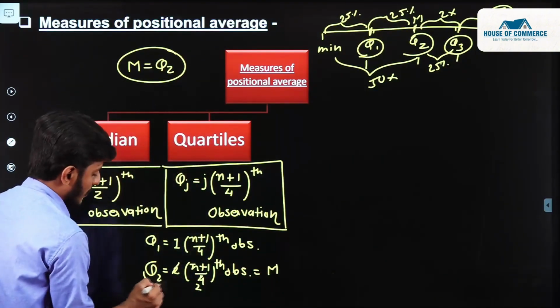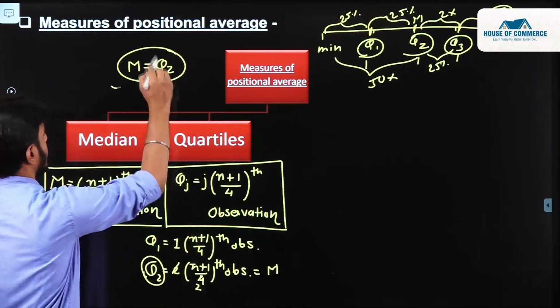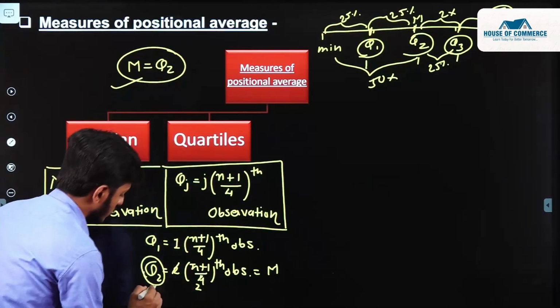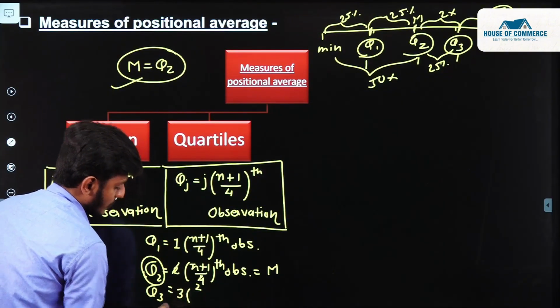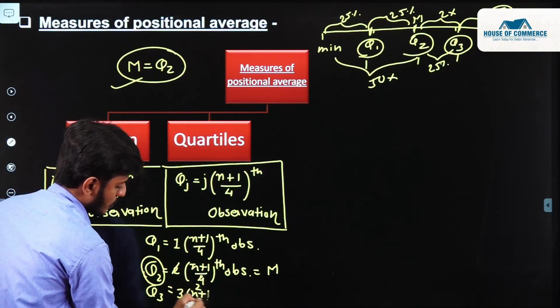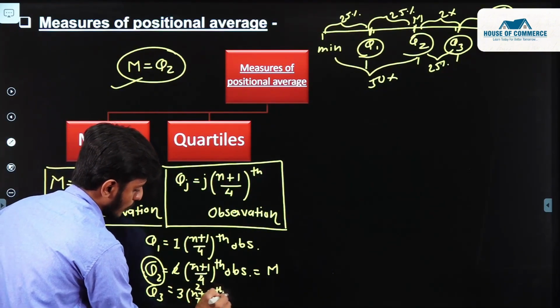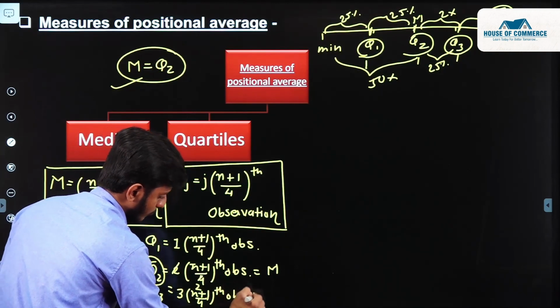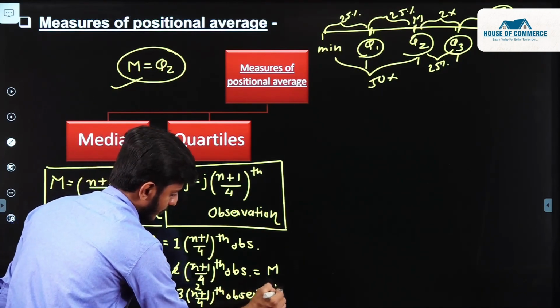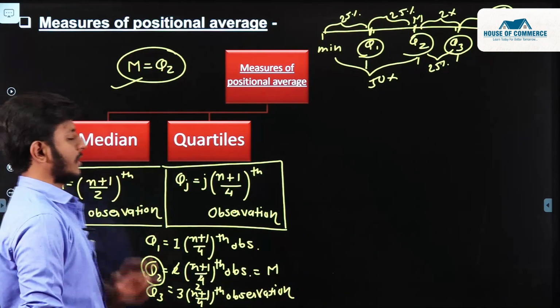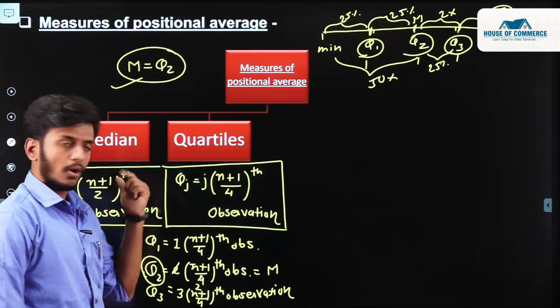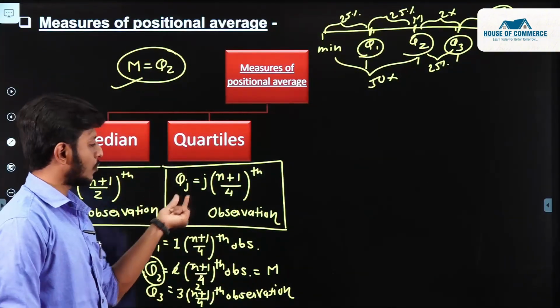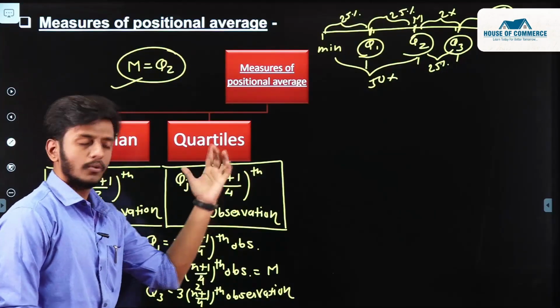So mathematically Q2 is equal to M, which we figured out earlier. Q3 is equal to 3(n+1)/4th observation. Right? So these are the three formulas of quartiles. We just have to put 1, 2 and 3 in the place of j, then we can get the value of Qj, which is j(n+1)/4th observation.